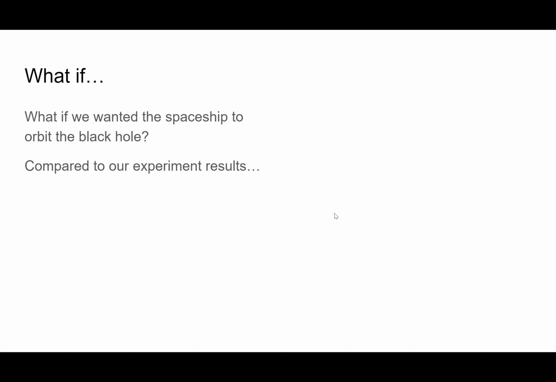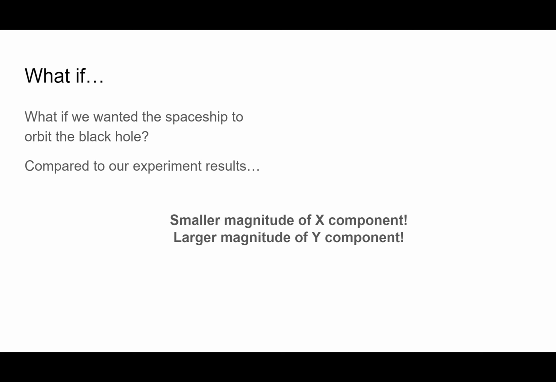So what if we wanted the spaceship to orbit the black hole? I wasn't able to derive specific answers, but logically I can say that compared to our original value that we discovered in the previous slide, we need a smaller magnitude of the x component and a larger magnitude of the y component, because with a large magnitude of the x component, the ship will not orbit. It'll just leave the range of the black hole's effect. Similarly, we need the y component to be a little bit larger, so that it gives us a little bit more room to work with.